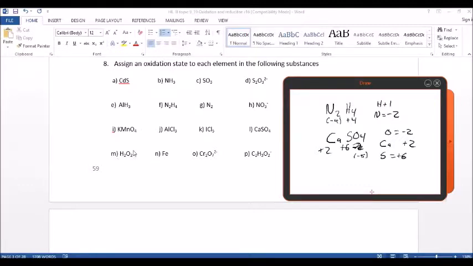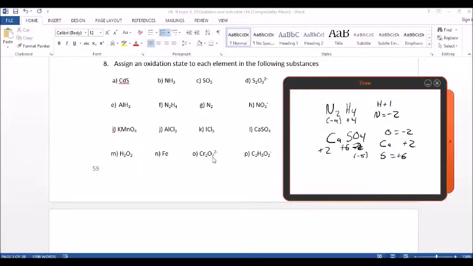H2O2, this is another one of those weird ones. That's the peroxide ion. So in this case, the oxidation state of the oxygens is -1, and the hydrogen is its normal +1. This guy's 0, like we did.